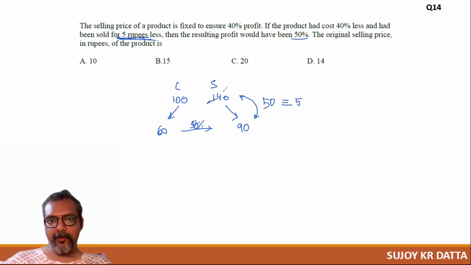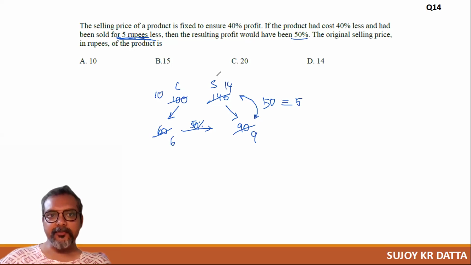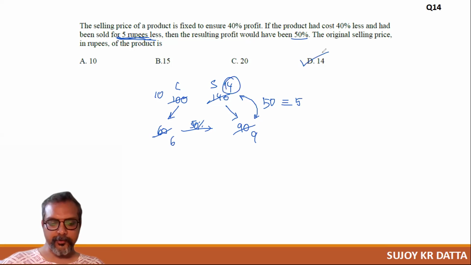So if 50 is 5, then 140 will be 14, 90 will be 9, 60 will be 6, and 100 will be 10. So they're asking what the original selling price was. The original selling price was 14. That is the fourth option. Let's go to the next one.